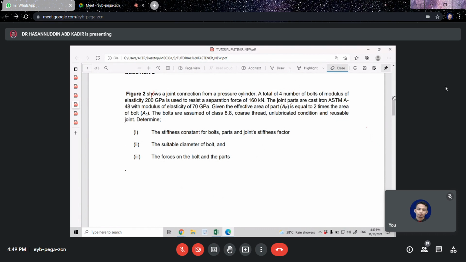Okay, they give you this condition. Please be careful: unlubricated condition, reusable joint. Reusable joint is how many percent? 0.75 multiplied by what? P. Look at that part.